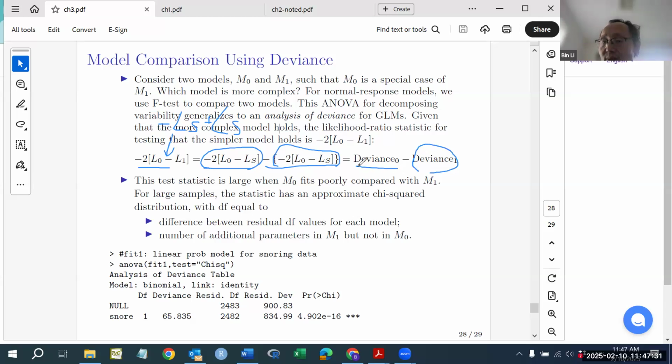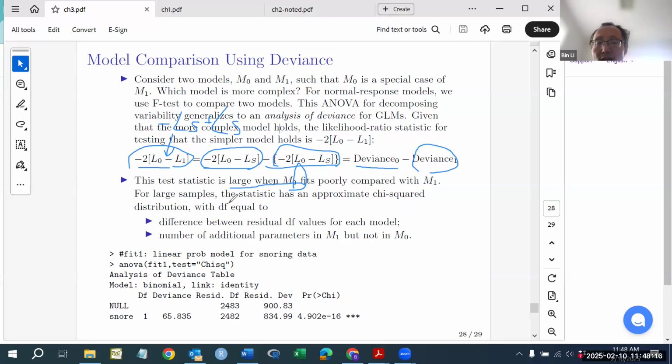Is that right? So the difference between the deviance for model 0 and the deviance for model 1 is the likelihood ratio test statistic that compares model 0 and model 1. You see that? So that is another use, which is the more commonly used. Okay, so this gives us an idea that we can compare two models based on the deviance. Okay, so this test statistic is large if model 0 fits poorly compared to model 1.